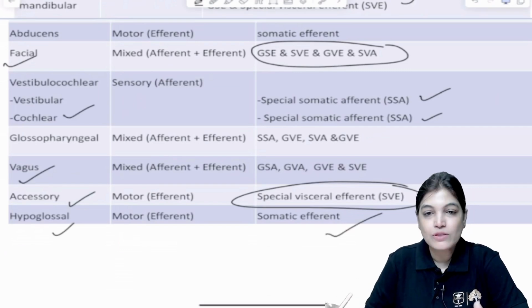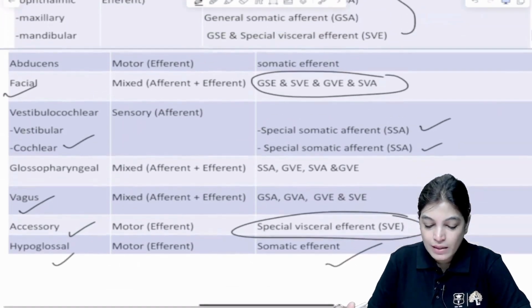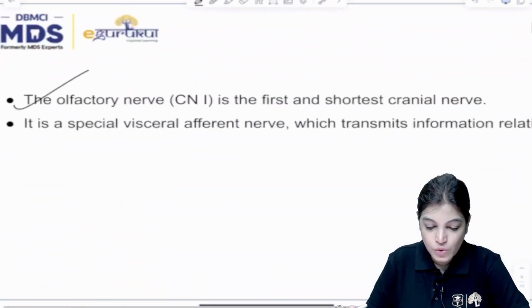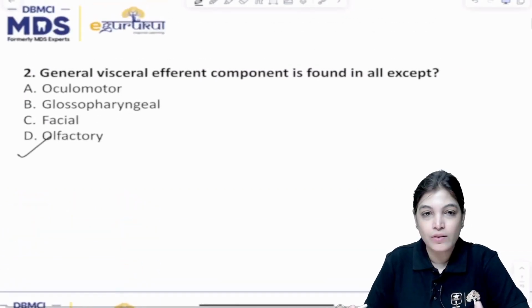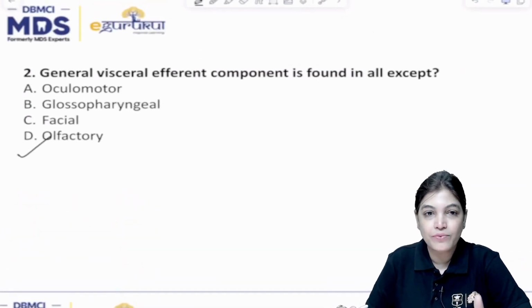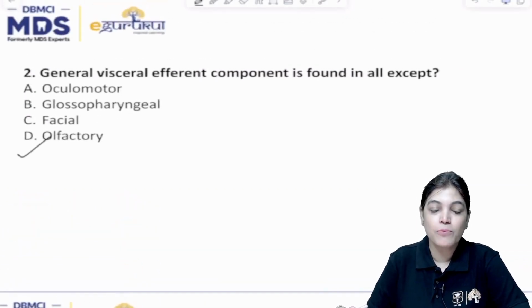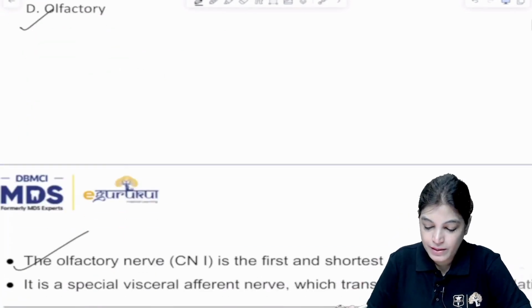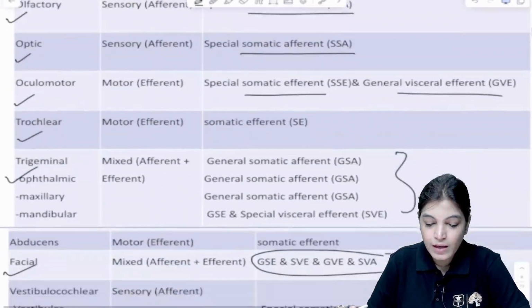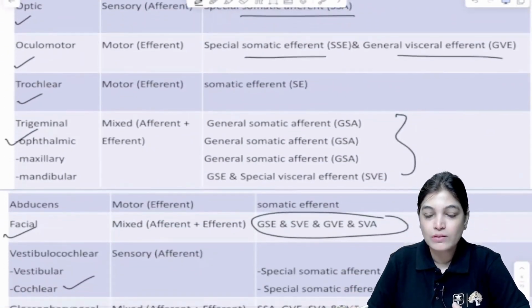Hypoglossal also has a somatic efferent component. So after this tabular discussion, it is quite clear the right answer will be olfactory. All other nerves have efferent components, general visceral efferent components, but olfactory has afferent components. So, done with this. Now let's move on to the next MCQ.